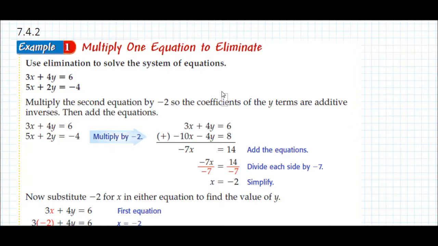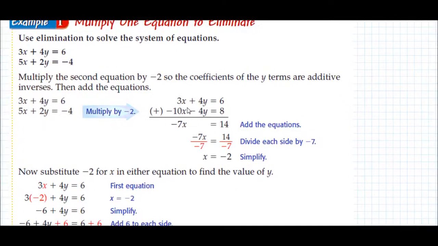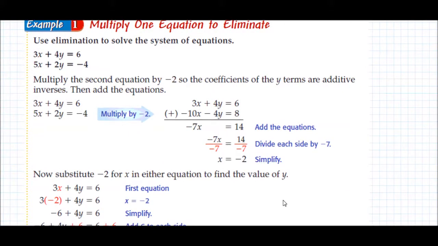Multiply one equation to eliminate. So we have two equations. We're just going to walk through what the book does on this one for you. Equation 1: 3x plus 4y equals 6. And equation 2: 5x plus 2y equals negative 4. All right, we're going to multiply the second equation by negative 2 so we can get the coefficients of the y terms to be additive inverses.